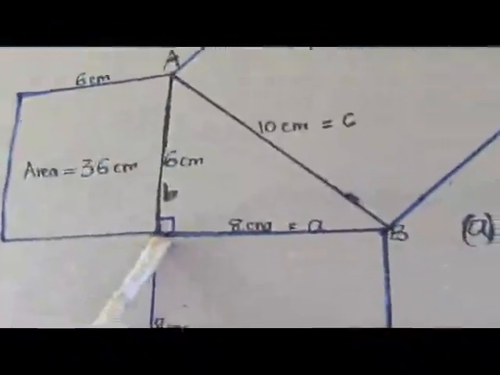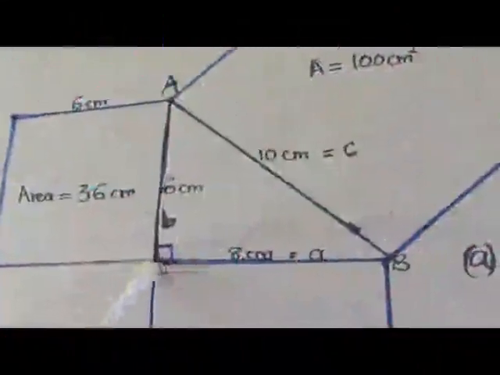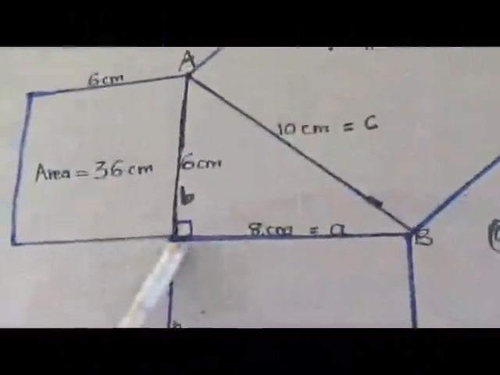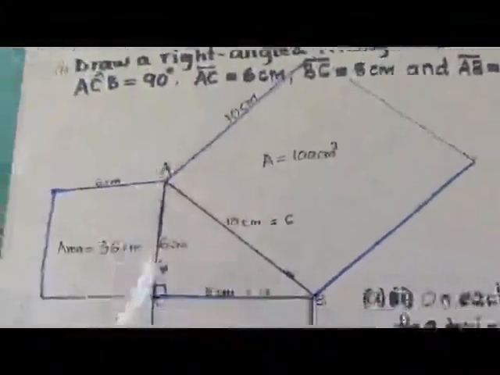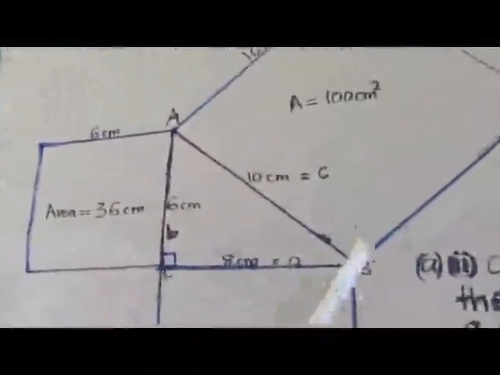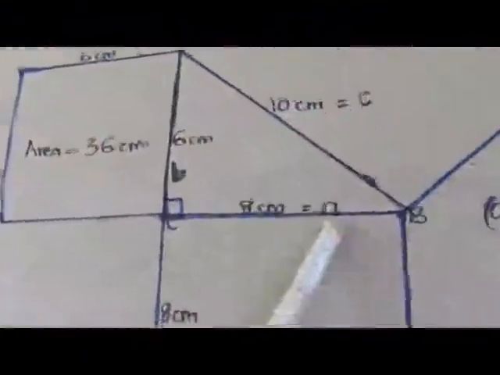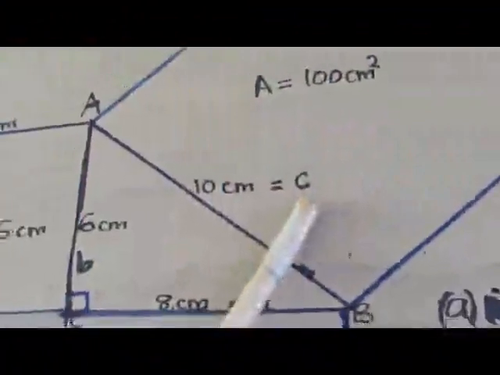Normally the angle stands between the two letters, and the angles are labeled in capital letters. So it is angle ACB, which is equal to 90 degrees. Then we have side AC. This is side AC, which is equal to 6 centimeters. There we have side BC, which is equal to 8 centimeters. AB is equal to 10 centimeters, which is called the hypotenuse of this triangle.